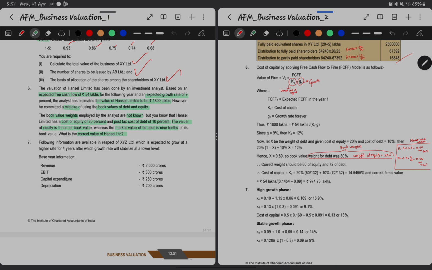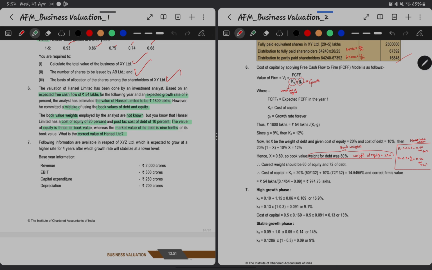The book value weights employed by the analyst are not known, but you know that Answer Limited has a cost of equity of 20% and post-tax cost of debt of 10%. The value of equity is thrice its book value, whereas the market value of its debt is 9/10 of its book value. What is the correct value of Answer Limited?